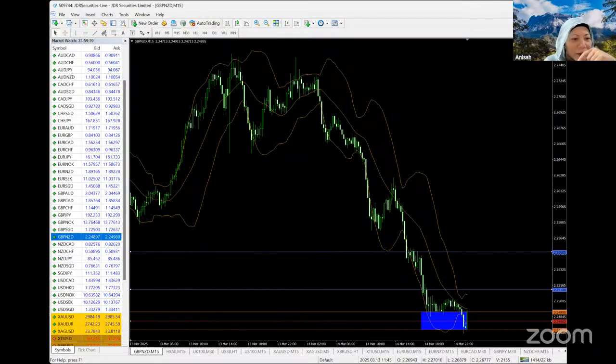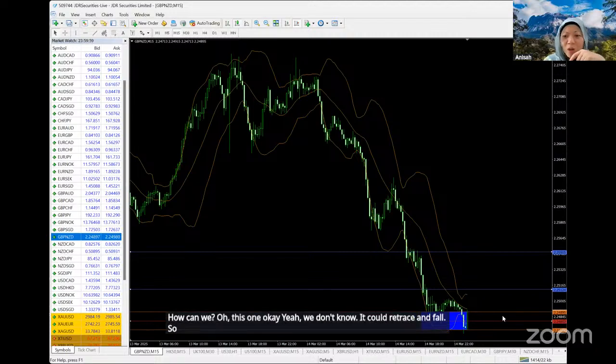Okay, Robert, will it retrace then go down? Robert, you're referring to which pair? Pound kiwi. Oh, this one. Yeah, we don't know. It could retrace and fall. So the next few candles are going to be important.